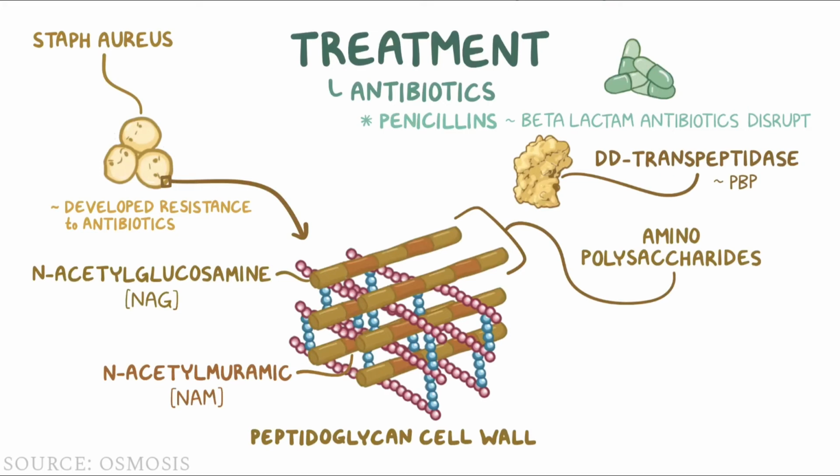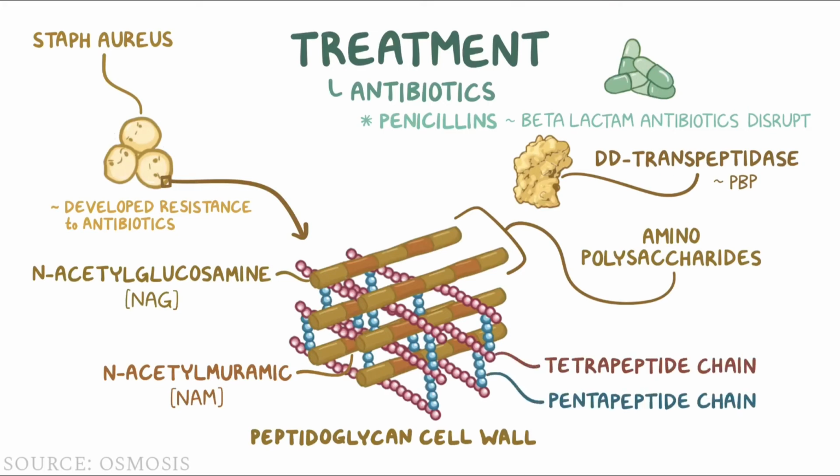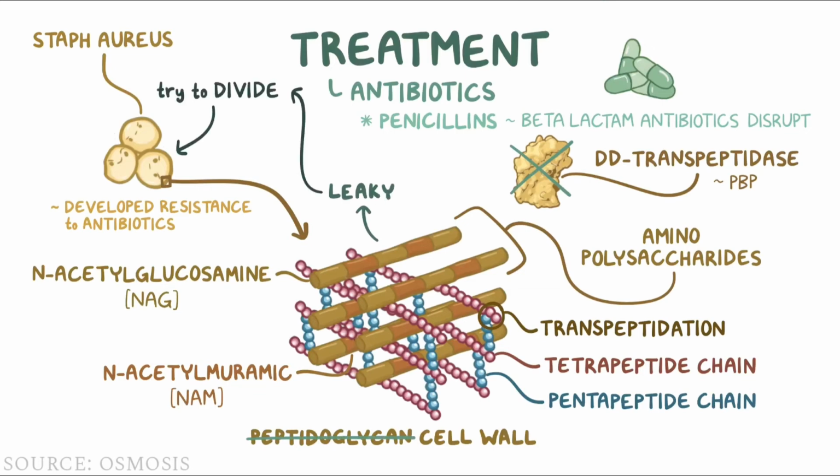Protruding from the tips of the NAM subunits are tetrapeptide and pentapeptide chains. These peptide chains can link to other peptide chains from the neighboring strands through a process known as transpeptidation. If PBPs aren't allowed to work, no peptidoglycan is made, and the cell wall becomes leaky. So when the bacteria try to divide and make more cell wall, they simply can't, and they die.